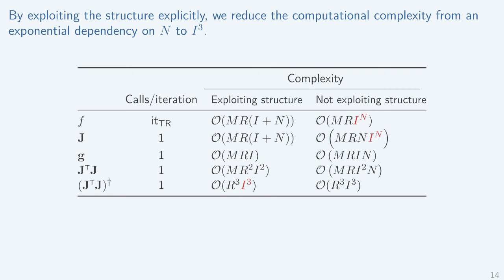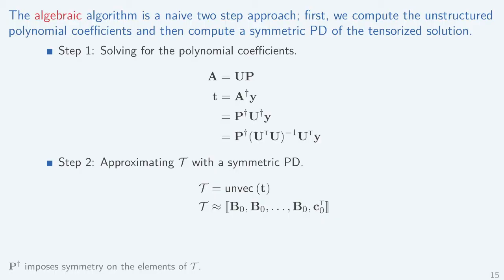We have also developed an algebraic algorithm to compute the parameters of our model. We can use the solution obtained with this algebraic algorithm and refine it by using it as the initialization of the optimization-based Gauss-Newton algorithm. The algebraic algorithm consists of two steps. First, we compute the unstructured polynomial coefficients, and then in the second step, we reshape them into a tensor, and then approximate this tensor with a low-rank symmetric polyadic decomposition.